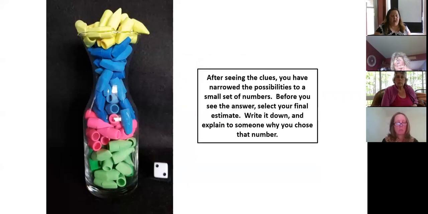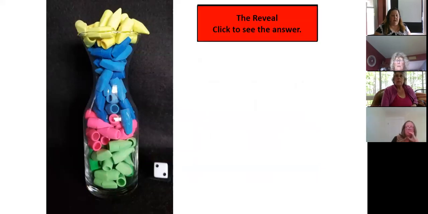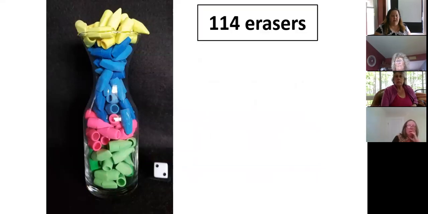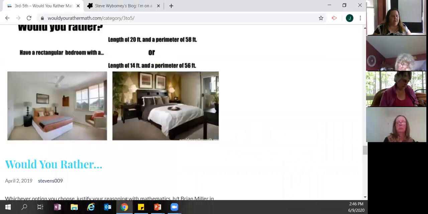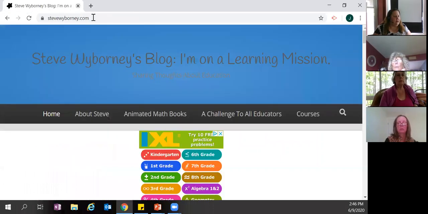So after we've seen all the clues, we can now click to reveal the answer, 114. Okay, so even though multiple numbers might fit those clues, we want to look at what might be the best estimate. So I'm going to take you to the Steve Wyborny site, and I know that Michelle shared that link in the chat box. So I'm going to click back here.